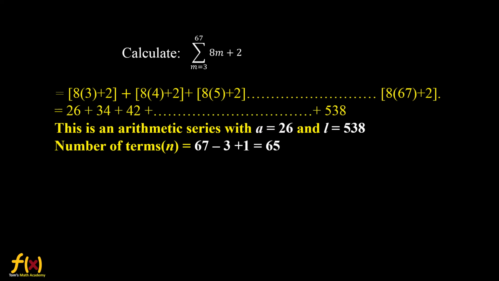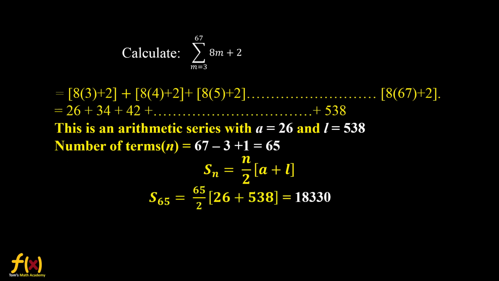It is an arithmetic series, so we use the formula from the formula sheet: n over 2 times a plus l, which is 65 over 2 times (a is 26, l is 538). Use the calculator, we get 18,330. Simple.